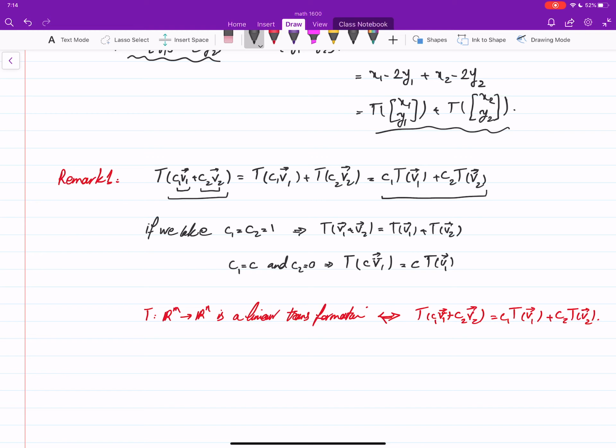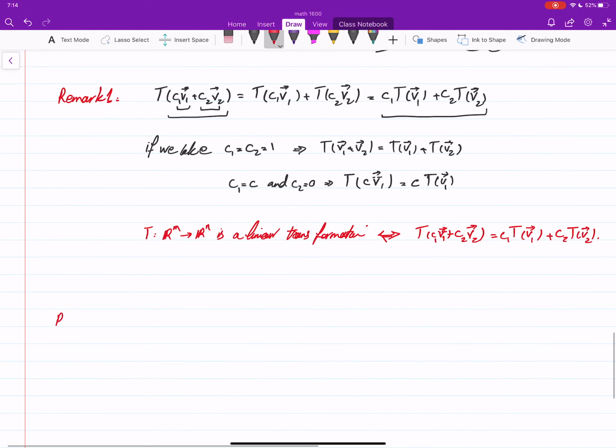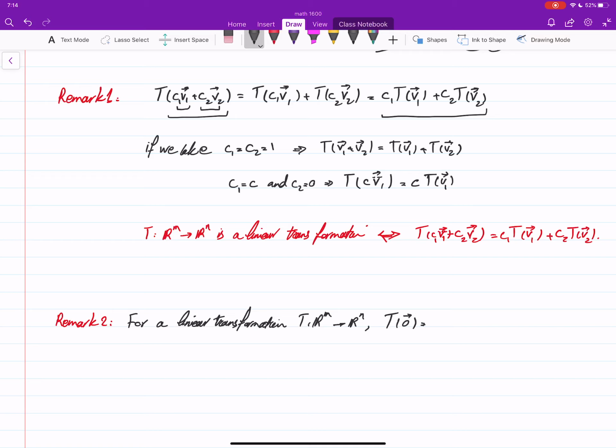The second remark is an interesting fact to know. Remark 2. For a linear transformation T going from Rm to Rn, we can see that T of the 0 vector is equal to the 0 vector. Well, the first 0 vector is coming from Rm. The second 0 vector is coming from Rn. So it has n components. So it sends 0 to 0.